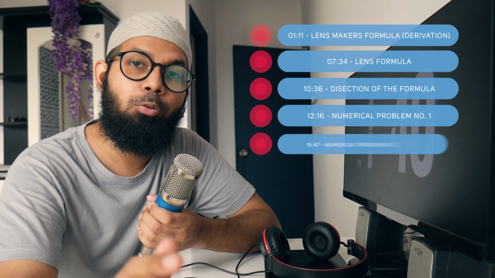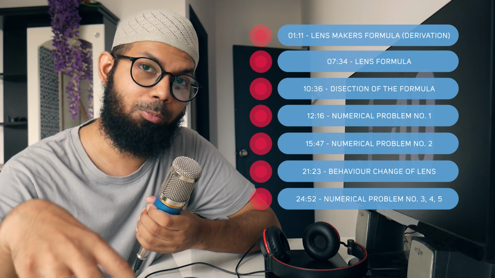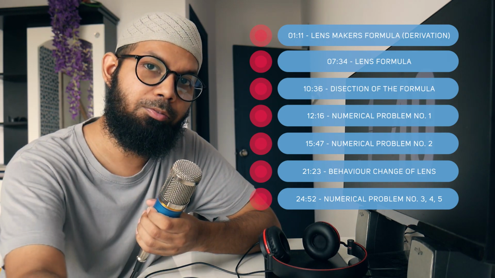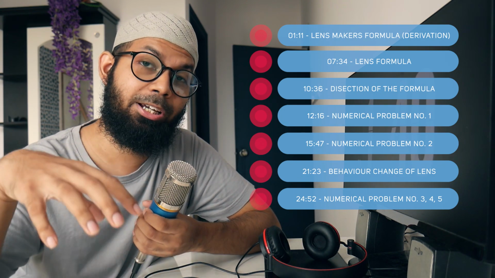Let's begin our 17th part of the video series. So we have come a long way. In this video, I'll be explaining one of the most interesting concepts of this chapter, that is Lensmakers formula and Lens formula. We'll be deriving both the formulas and look into some of the numericals based on this formula in order to solidify the concept. Then we will dissect this formula and look into the parameters on which Lensmakers formula depend.